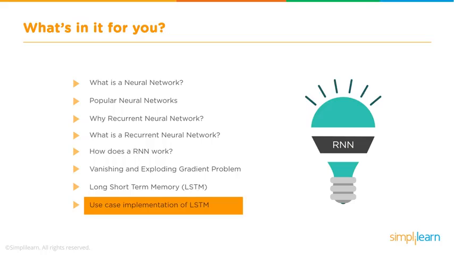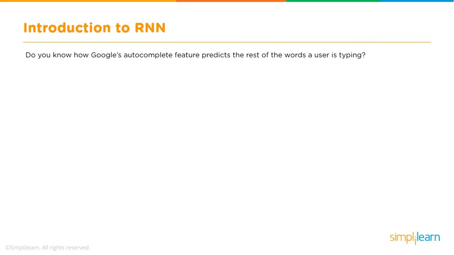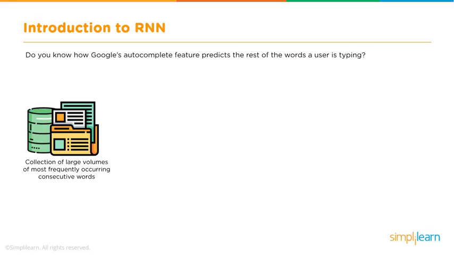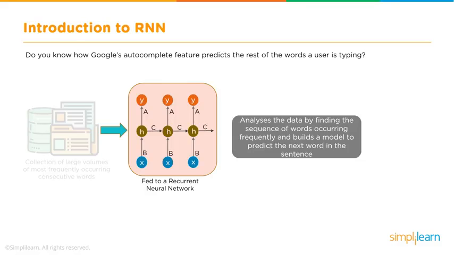Before we dive into any of this, we're going to take a look at what is an RNN, or an introduction to the RNN. Do you know how Google's autocomplete feature predicts the rest of the words a user is typing? I love that autocomplete feature. As I'm typing away, it saves me a lot of time. I can just hit the enter key and it autofills everything and I don't have to type as much. Well, first there's a collection of large volumes of most frequently occurring consecutive words. This is fed into a recurrent neural network.